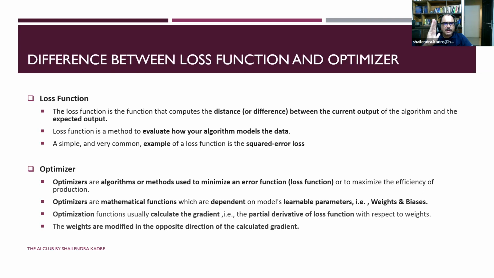So now we'll take up the difference between a loss function and an optimizer. So first of all, what is a loss function? Loss function is the difference between the current predicted output and the expected output. Expected output is nothing but your ground truth. That is the distance between both of them. If the predicted value is 0 and the expected value is 1, then the loss will be very high, because 0 minus 1 is kind of 100% loss, right? If the predicted value is 0 and the expected value is also 0, then there will be no loss, 0. So that's what we want, right? That kind of loss function we want.